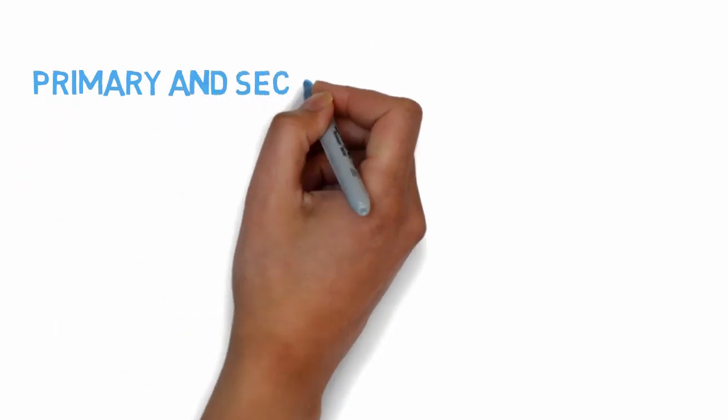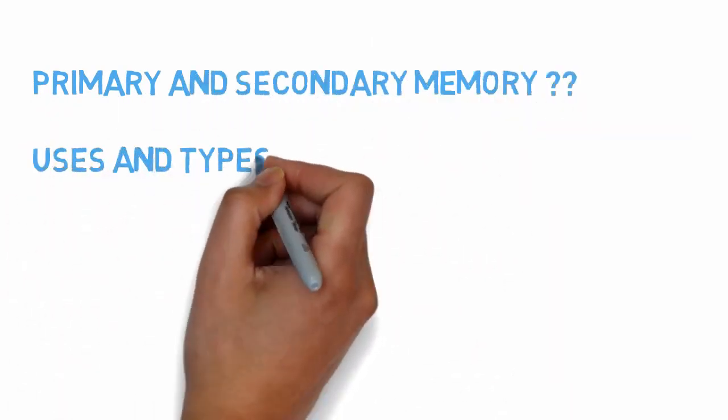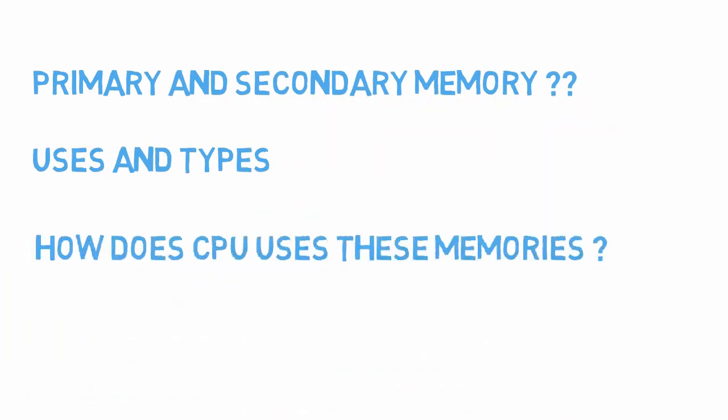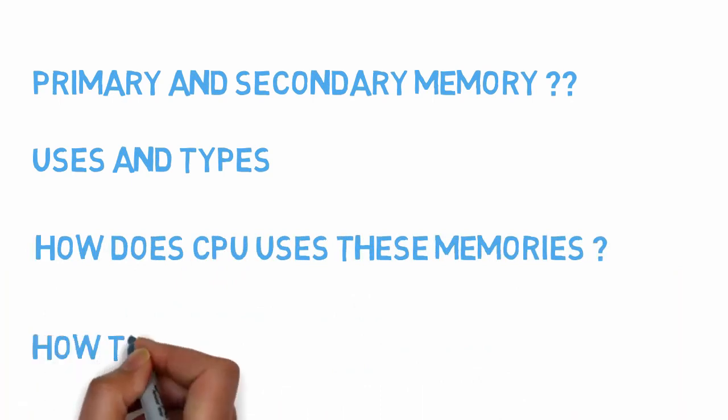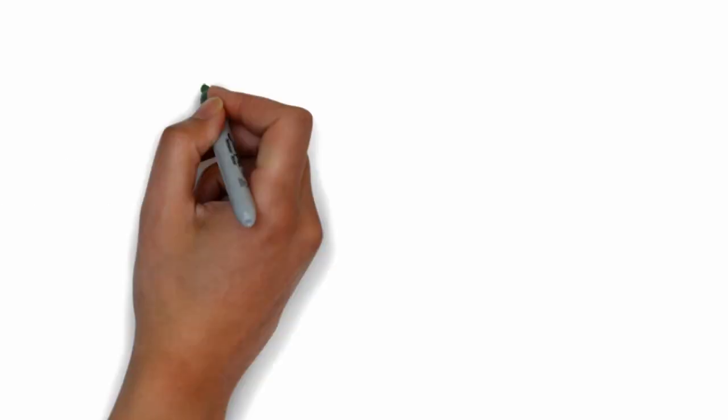But what are primary memory and secondary memory? What are their uses and their types? And how does the CPU use these different types of memories like RAM, ROM and other storage devices? And also how are these memories different from each other? Let's see. There are two types of memory in a computer: primary memory and secondary memory. Let's start with primary memory.